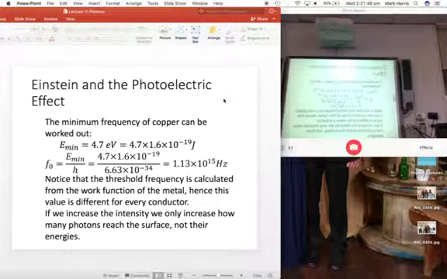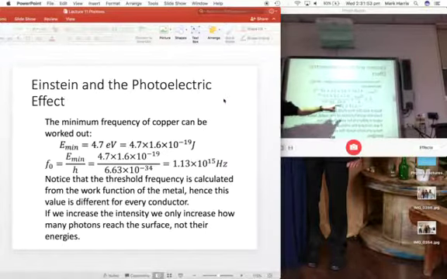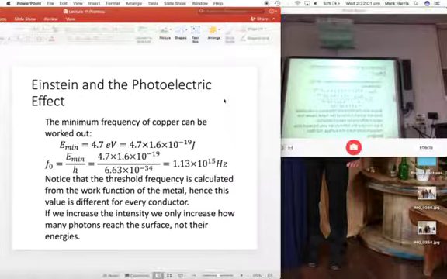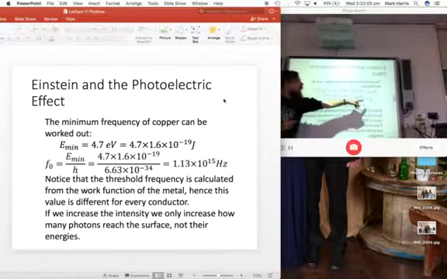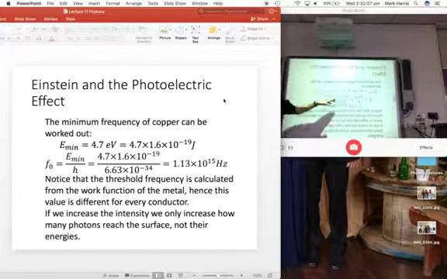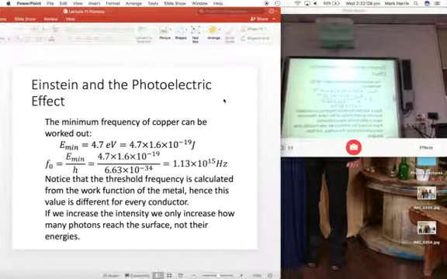This is just an example here. The minimum frequency for copper is 1.13 times 10 to the 15 hertz, using the equation from before and some values. If you want me to, I can go through that in greater depth, but I won't do it in the lecture notes.